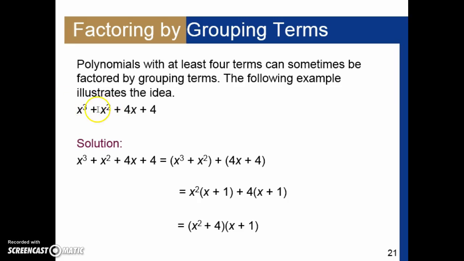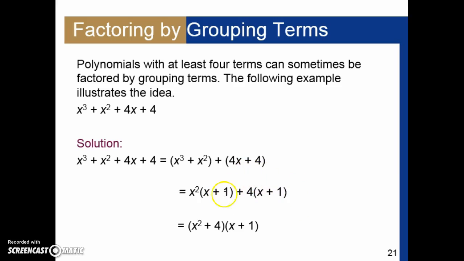Here we can see that x cubed and x squared have an x squared in common. Here we can see 4x and 4 have a 4 in common. We can also see x squared and 4x have an x in common, and so forth. So you can put parentheses around what you think, because in addition you can reorder the terms, it won't hurt anything. So you can group together what you think and factor out what they have in common, and hopefully what you have left is what we call a repeated factor.